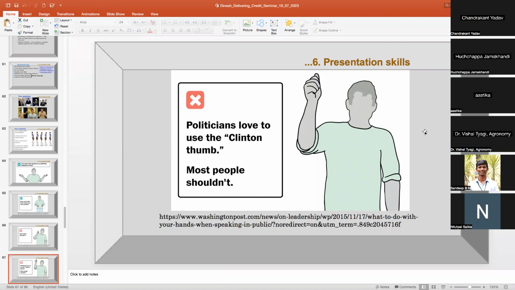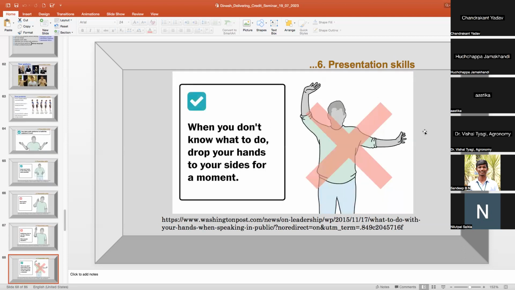You can also use sometimes, not regularly, some in between, you can use your thumb. When you don't know what to do, sometimes you can drop your hands to your sides for a moment and then start your gestures.